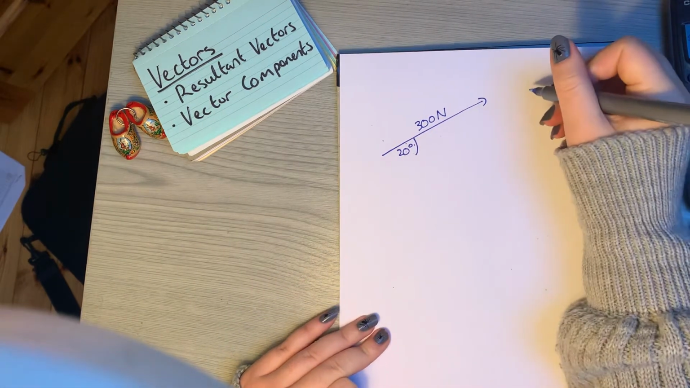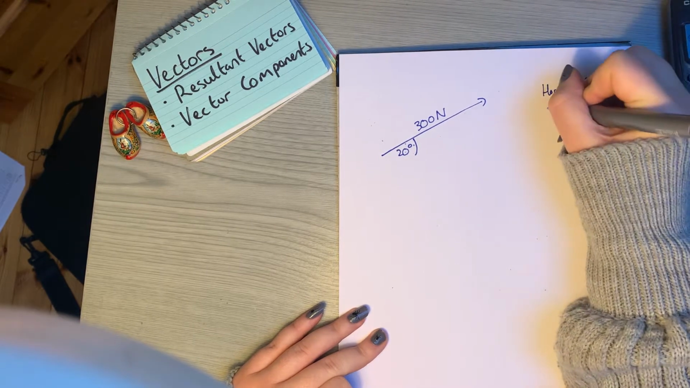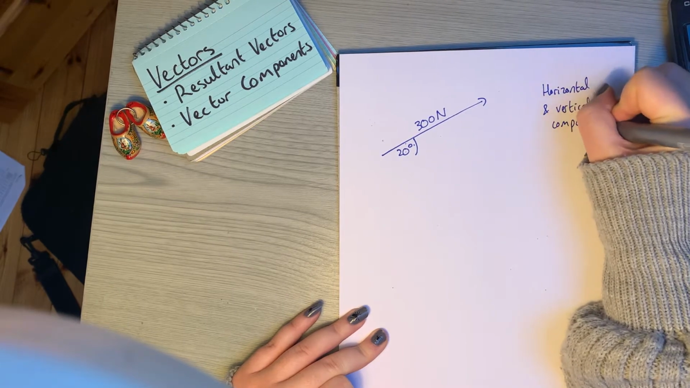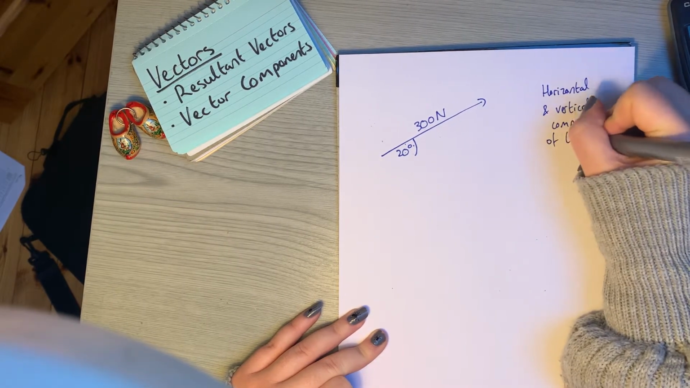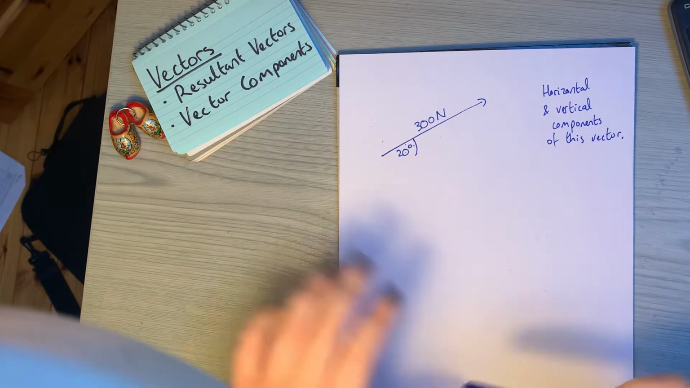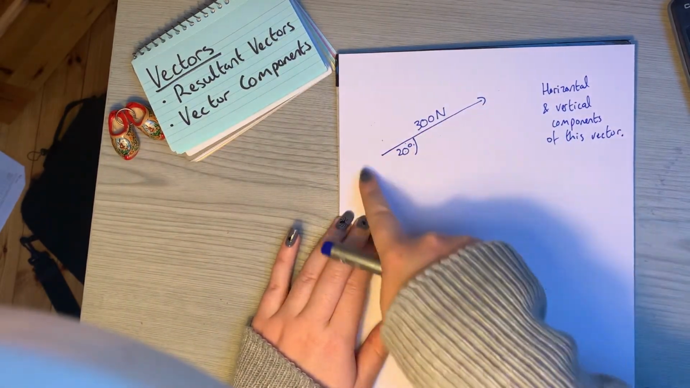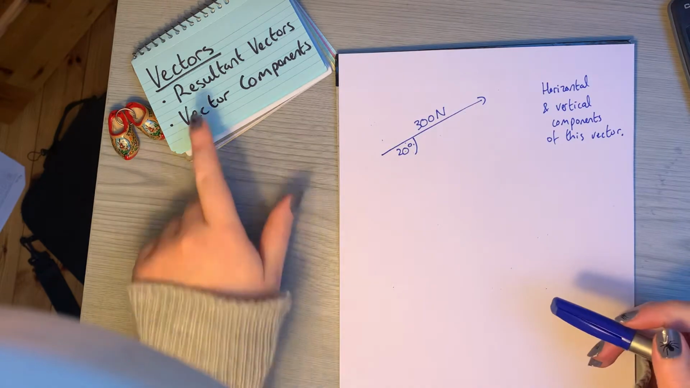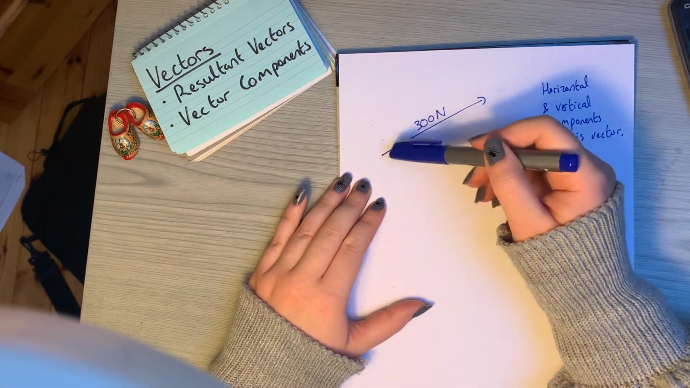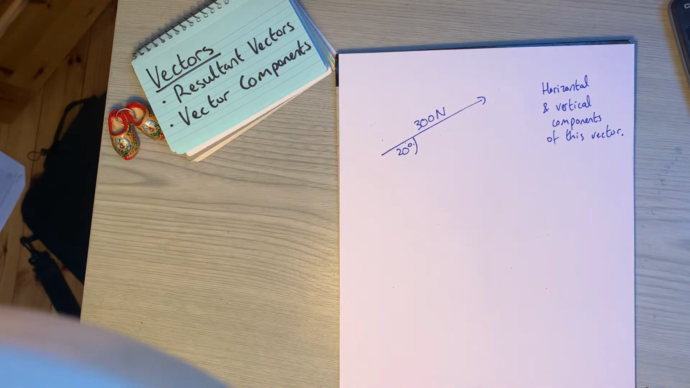And then they ask you to find the horizontal and vertical components of this vector. So last time we were finding the resultant vector when we had two vectors drawn in, and we were finding the resultant of them. Whereas in this case, they've given you the resultant vector and they want you to find the horizontal and the vertical components of it. So it's really just working backwards.